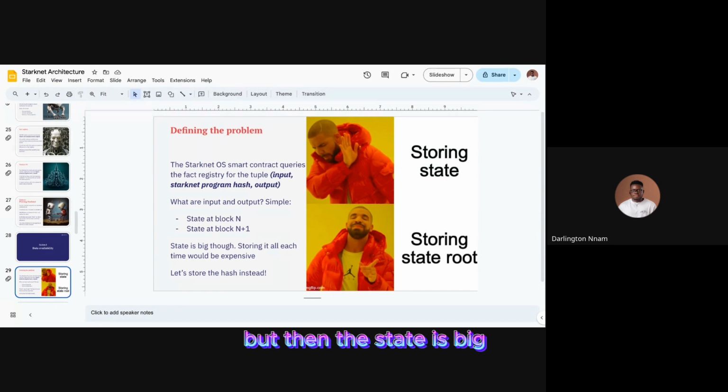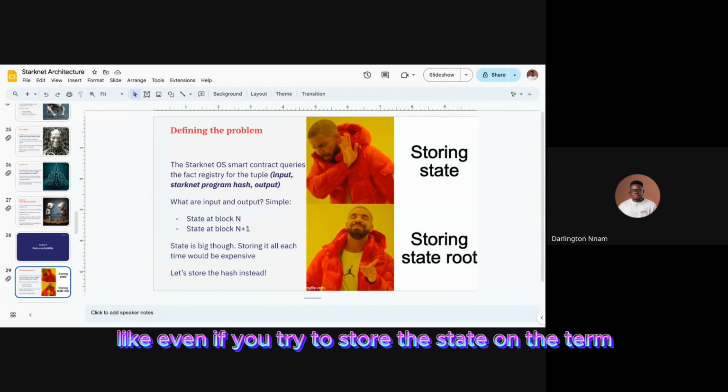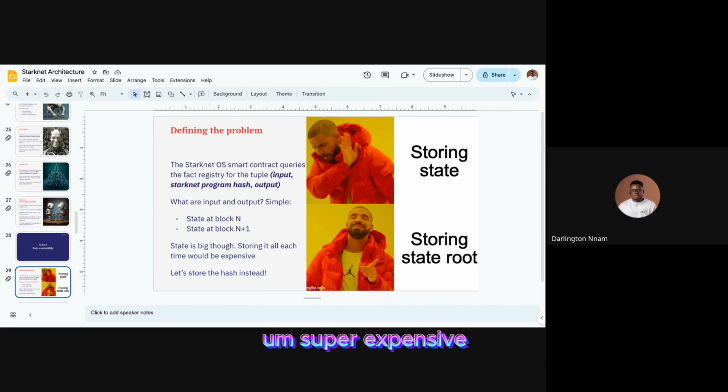But then the state is big, like the whole state. Even if you try to store the state on Ethereum, we know that it's big and super expensive. So how can we mitigate this huge cost of storing the states? How about we store the hash instead? Now this hash is what we call the state root.